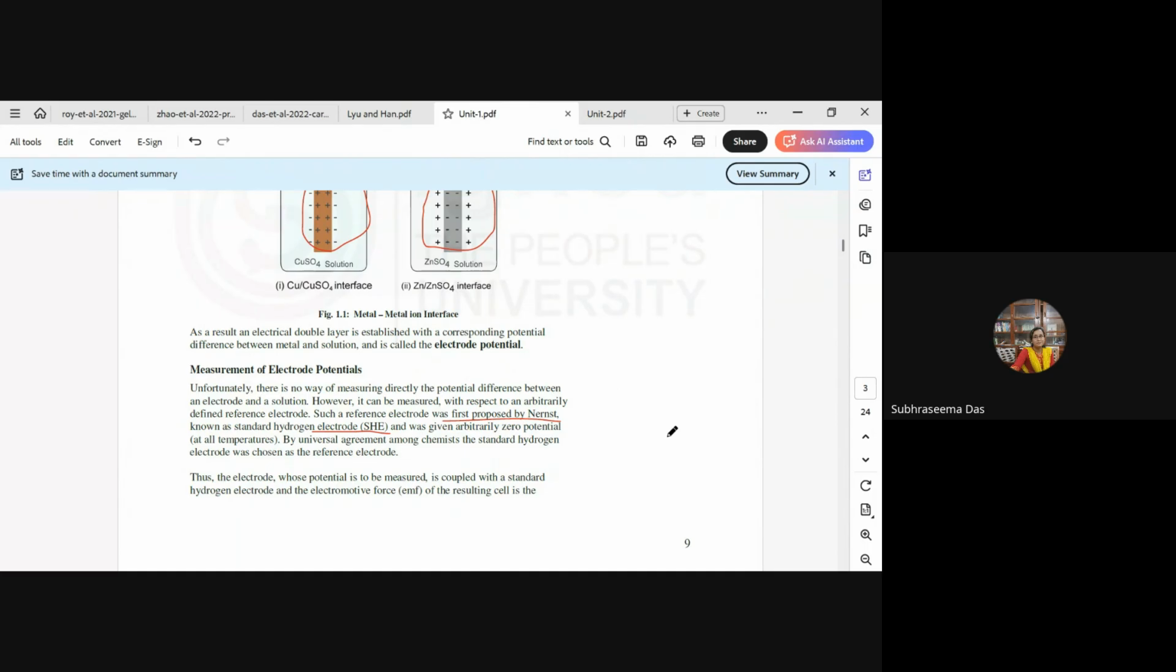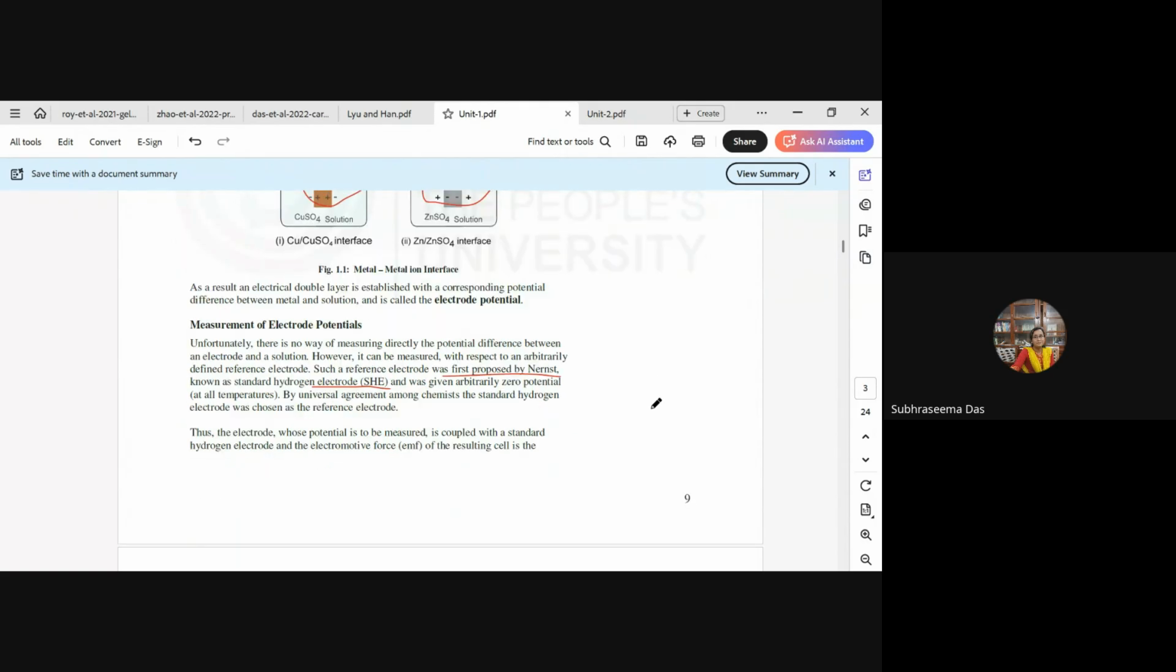Nernst, we know, developed many concepts in electrochemistry, and for the particular measurement of electrode potential, a standard was set up. This standard was called the SHE, the standard hydrogen electrode, and its value is zero at all temperatures. All the scientists and all the conventions agree to this zero value for the SHE, and it is the most common reference electrode that we ever come across.